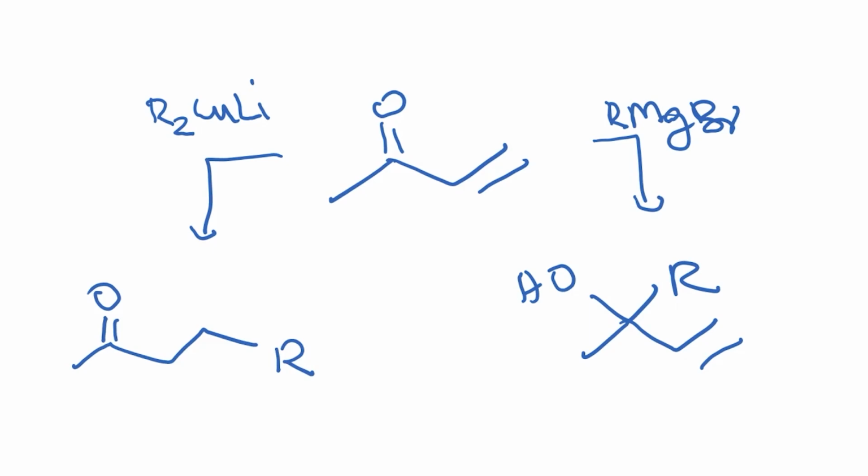But the concepts that we are discussing here are fairly general, and you can invariably predict that if you have a soft nucleophile, you're going to get the conjugate addition, and if you have a hard nucleophile, you will end up getting the 1-2 addition or addition to the carbonyl.